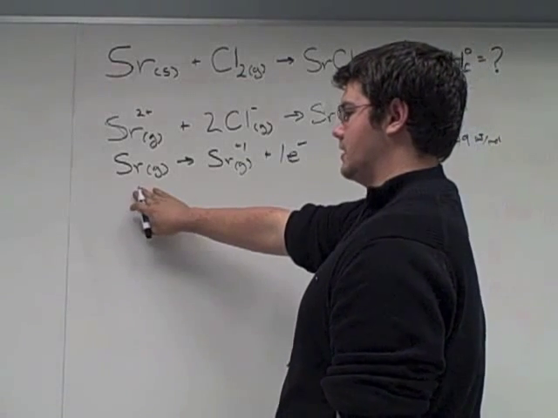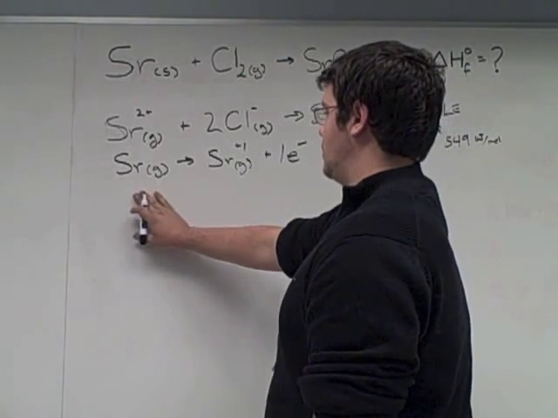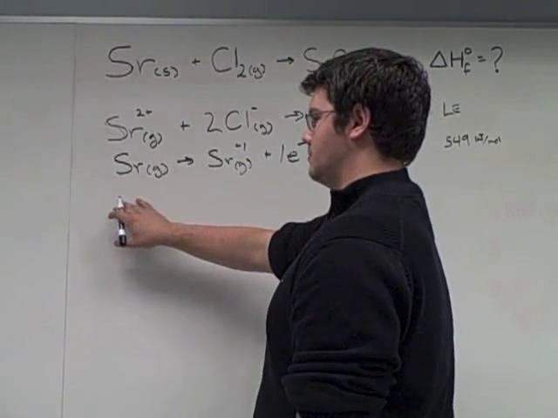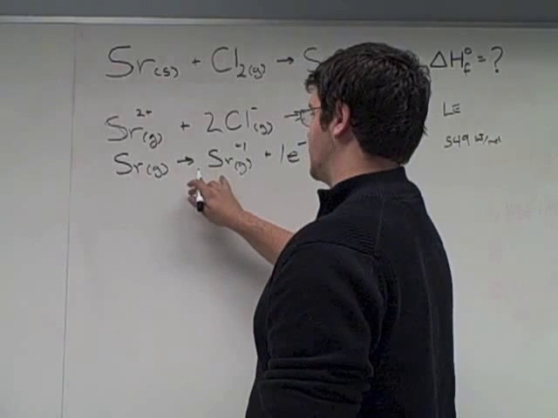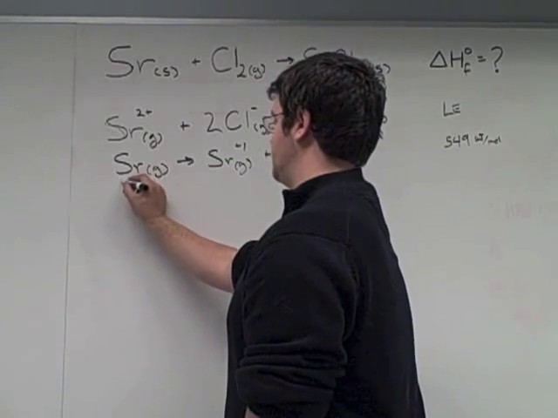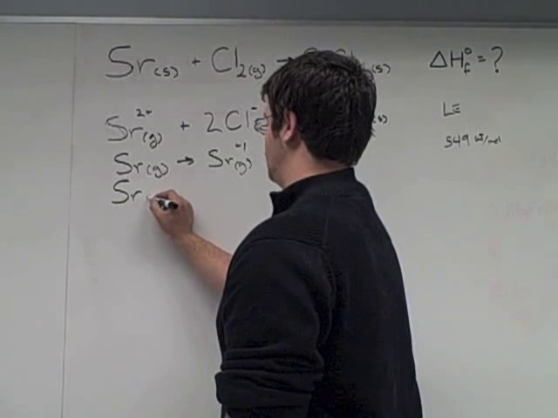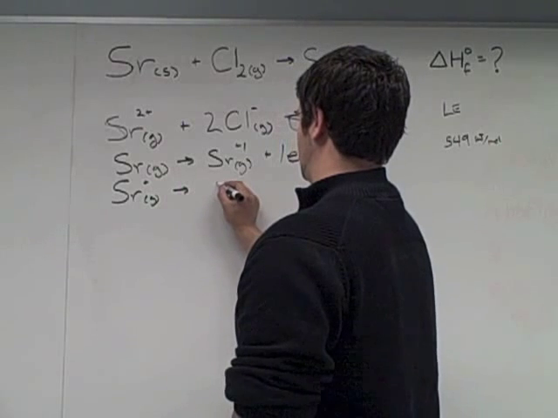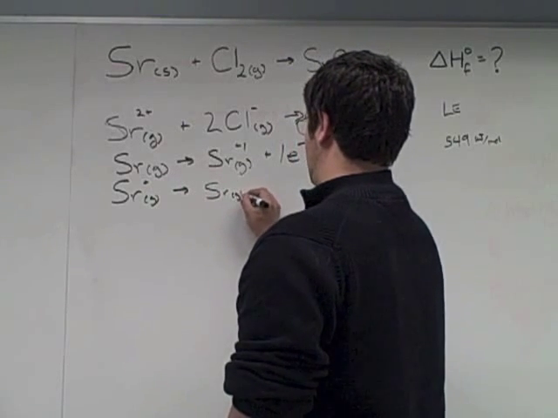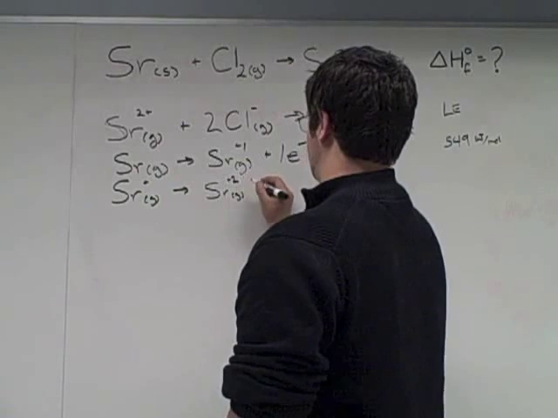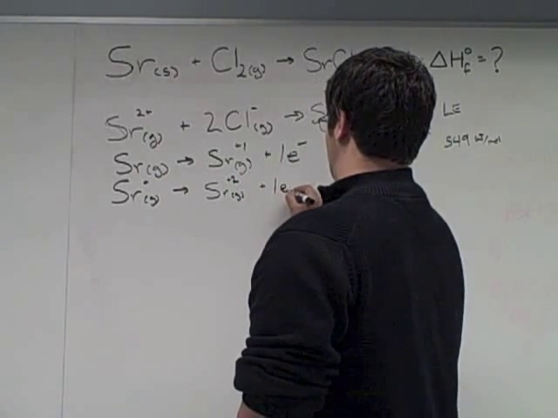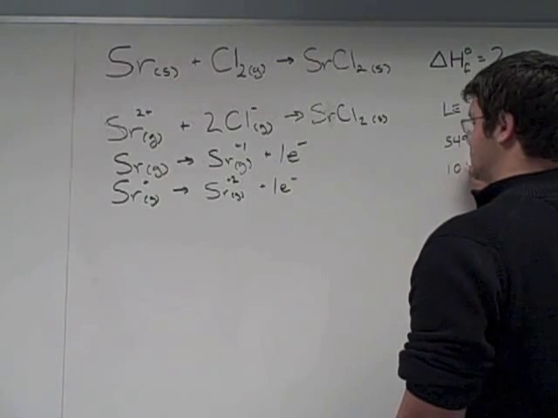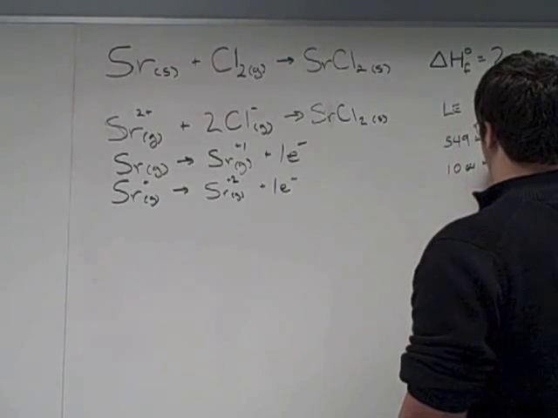Okay, our second ionization energy is the same concept. It's removing the 2nd electron from the strontium, but this time we're starting out with the strontium ion. So strontium gas, positive 1 charge, goes to strontium gas with a positive 2 charge, and we're losing 1 more electron. And this energy is 1,064 kilojoules per mole.